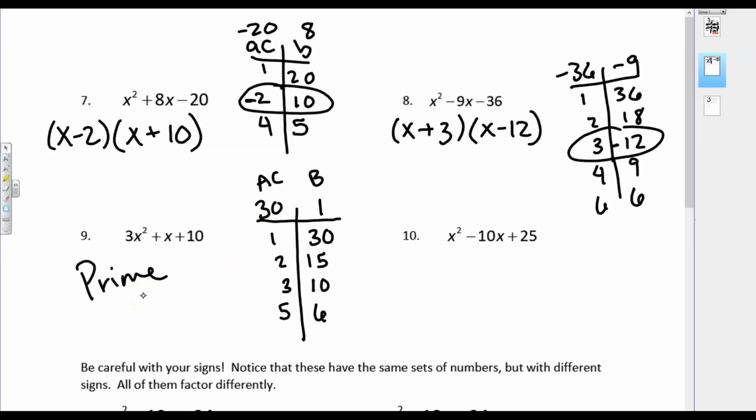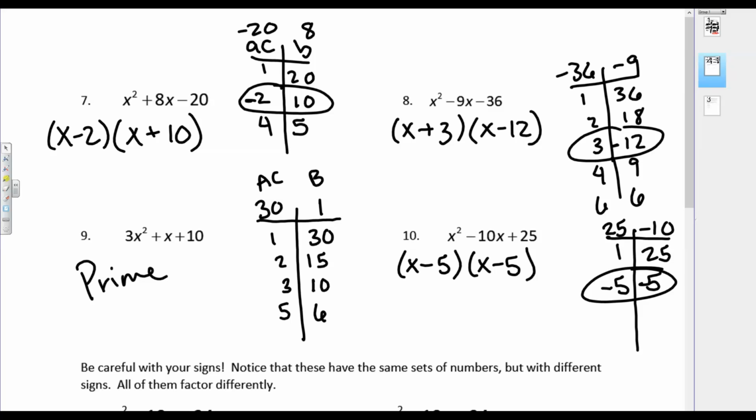All right, let's take a minute now and do number 10 on your own. Well, I like number 10 because the a value is 1, so it's a much faster problem. When I look at my values, numbers that multiply to 25 and add to negative 10, well, the ways to multiply to 25 are 1 and 25, or 5 and 5. If I make both the 5s negative, then they would add to negative 10. So I get x minus 5 times x minus 5. We could actually rewrite this as x minus 5 squared. Put a pin in that because we're going to come back to it in a minute.